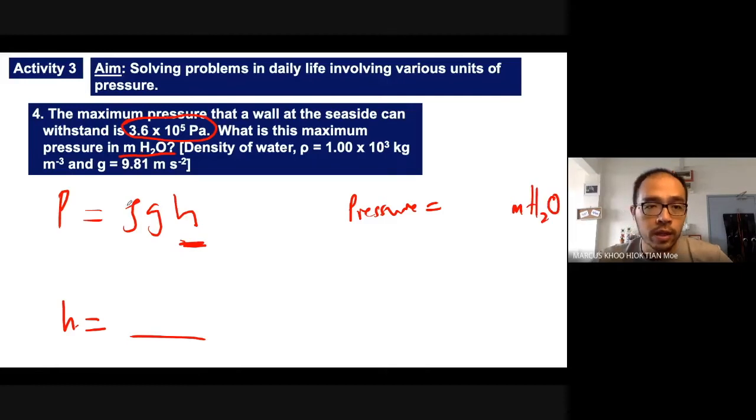Can you calculate this for me, please? Pressure given, pressure is 3.6 times 10 to the power of 5. The rho is given over here, the g is given. Calculate the h for me, please.